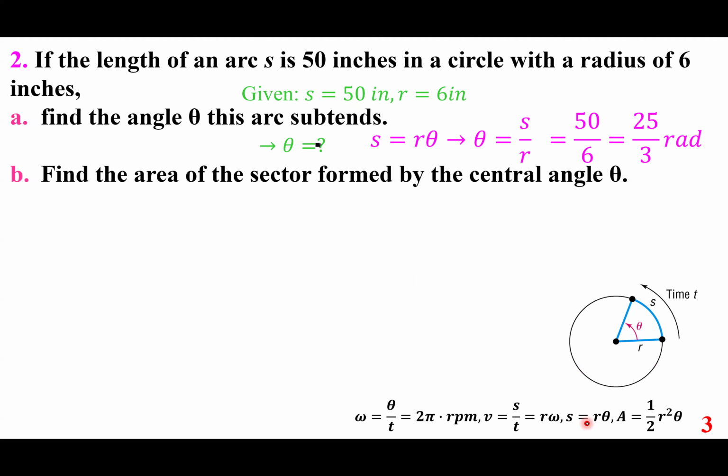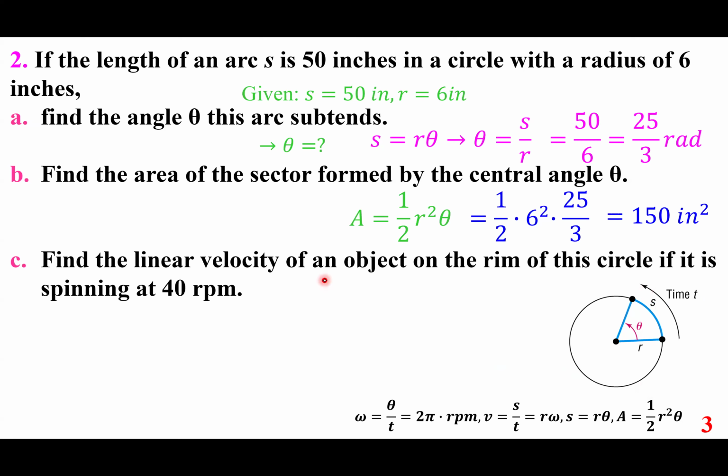The units are in radians always. And the area of the sector, this area, is 1/2 R squared theta, so plug in, simplify, and you get 150 inches squared.